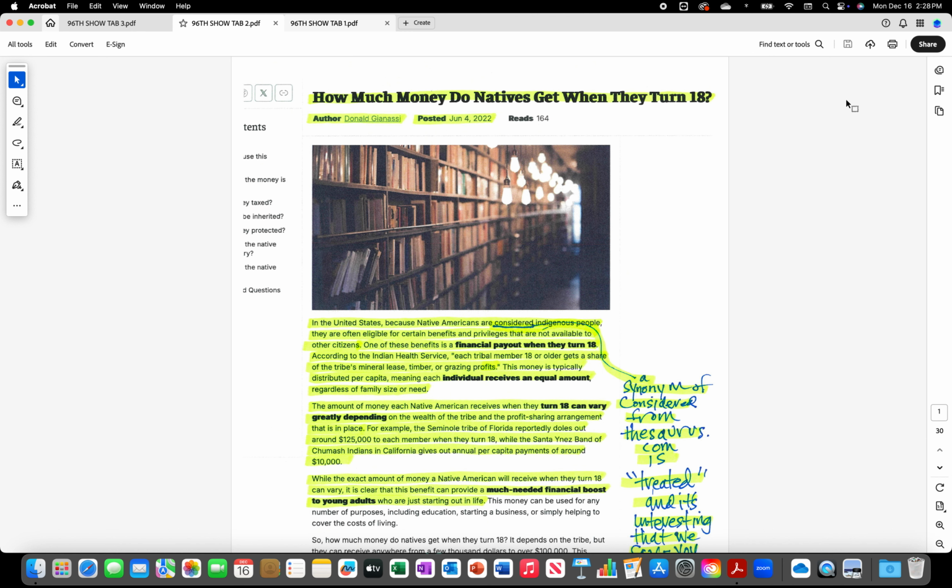How much money do natives get when they turn 18? By Donald Gianassi, 2022.